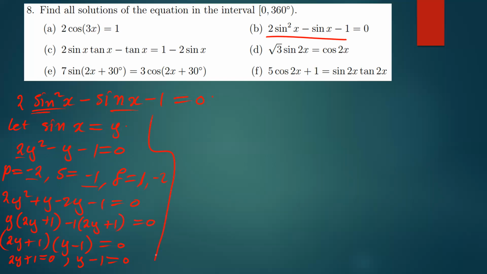When you do that, the first equation results in 2y is equal to -1, so y is equal to -1/2. The second equation gives y is equal to +1. Now remember, we equated y to sine x. So wherever there is y, I put sine x. So sine x is equal to -1/2, and on this side, sine x is equal to 1.